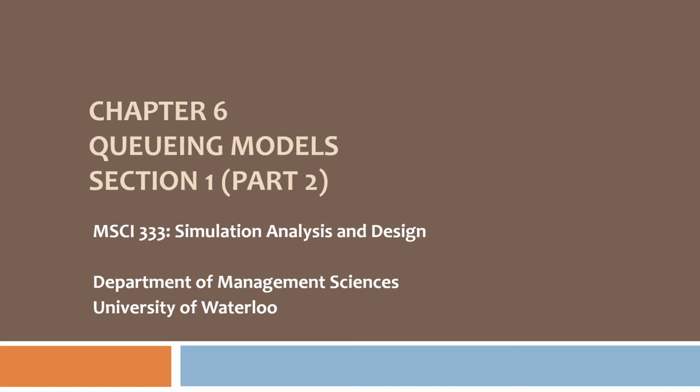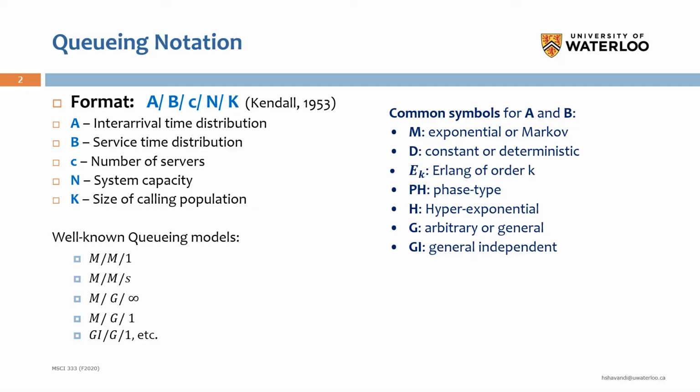Chapter 6, Queuing Models, Part 2 of Section 1. So let's see how we identify and show a queuing model. This is the format that we use here. This format includes 5 elements.